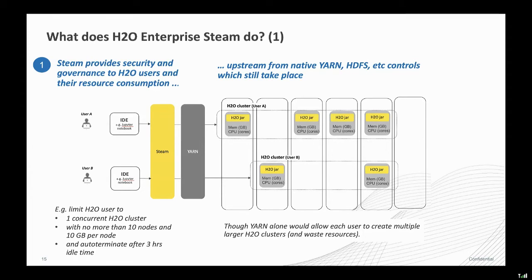Let's call that a light user. Let's say there are a small number of elite power users. Well, then you can define a profile for power users that says they can have 5 clusters running at the same time. They can go up to 200 nodes. They can go up to 50 gigs per node, and I'm not going to auto-terminate it. But that's the governance that's automated and assigned through Steam, as we'll see in a little bit. So that's one important feature of Steam and why it's a pretty critical best practice for H2O.